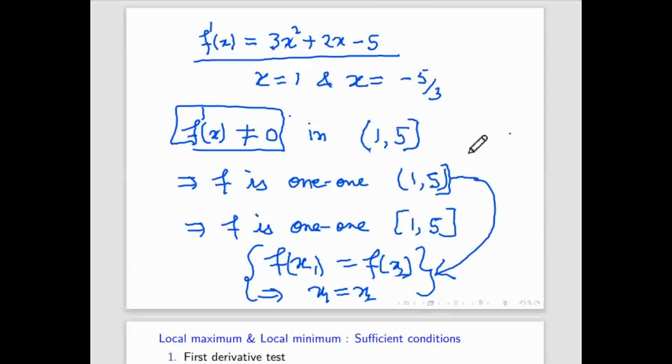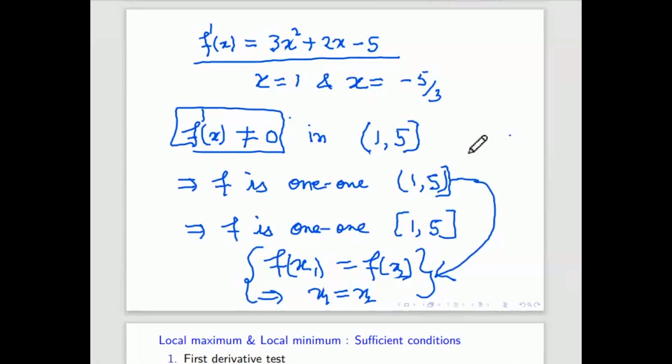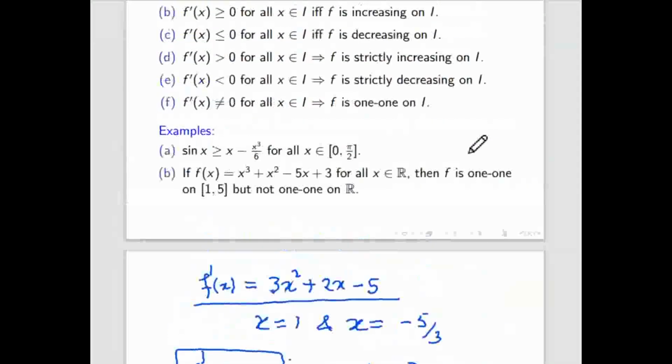Sir, here we find x equal to 1 as a root of f dash equal to 0? Yes. Then f dash of 1 will be 0, so 1 is included in the interval. If it is 0, no problem, because if it is 0, it can be 1-1, it cannot be... We cannot say anything. If it is 0, that doesn't mean that it is not 1-1. If it is not 0, that means it is.